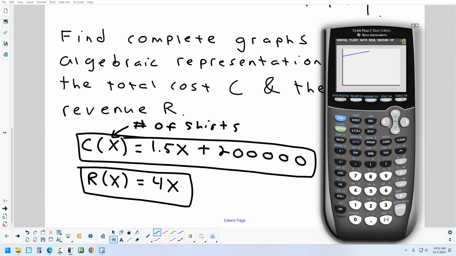Okay, so there's our costs, and there's our revenue. And what do you notice is starting to happen the more shirts we sell? They're starting to head towards each other. Yeah, the revenue is catching up to the cost because we're selling shirts for more than it costs to make them. So the 4x slope is eventually going to surpass the 1.5x. We should find that point on the screen. So let's double the number of shirts to 100,000 shirts.